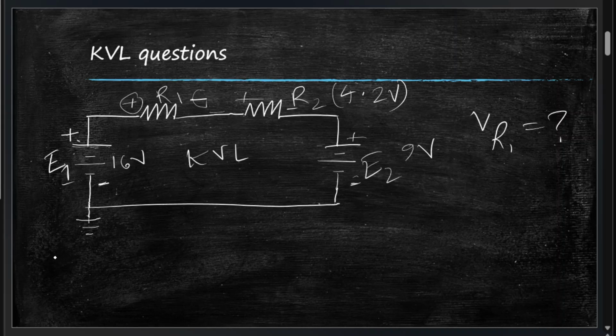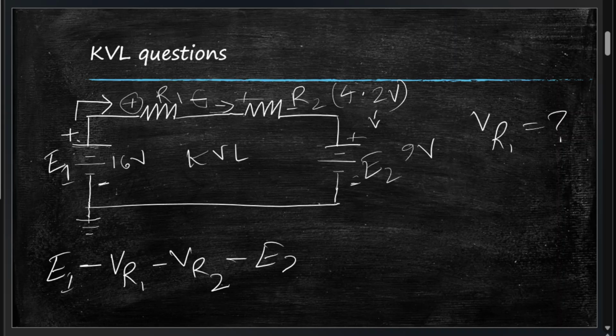So applying KVL, we have E1. Now, will it be plus or minus? See, E1, and then the current emitted from here enters through plus. Whenever current is entering through plus, it will be a minus in the formula. So E1 minus VR1. Again, going through R2, entering through plus, so minus VR2. Again, for E2, it's entering through plus, so again minus E2, equal to 0. So this is KVL being applied here.